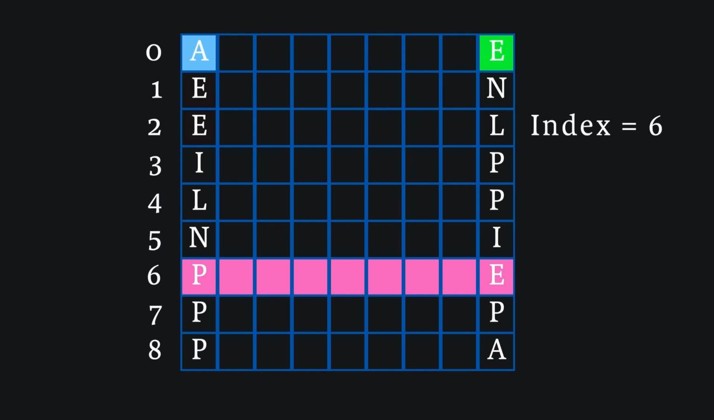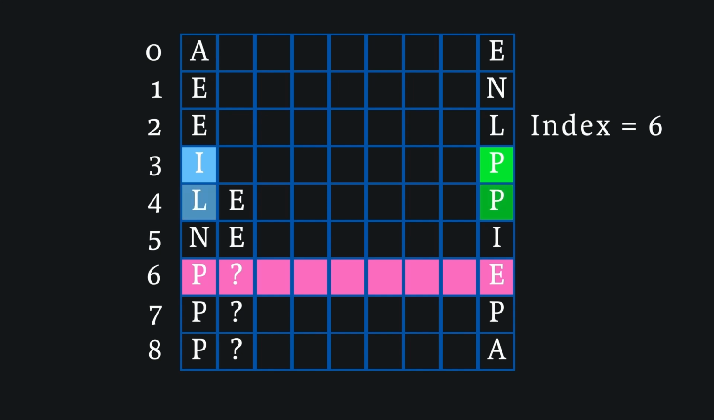So A comes after E. Well, that's ambiguous because there are two E's. E comes after N. Okay, that's easy. There's only one N. E comes after L. Again, there's only one L. I comes after P. Well, there are three P's. L comes after P. Again, there are three P's. P also comes after P. So again, I have to know which P I'm talking about. I have to know the order in which to place I, L, and P.